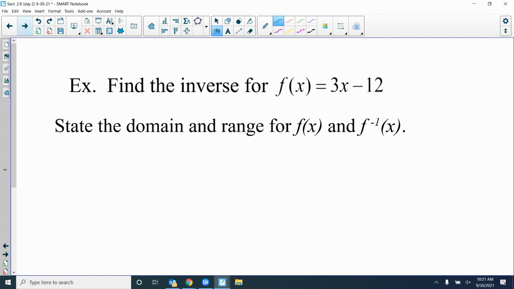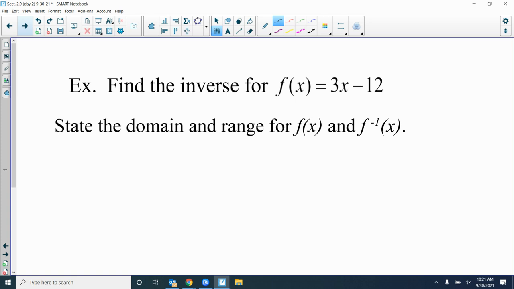Okay, so find the inverse for f of x equals 3x minus 12. And the domain is going to be important for these type of problems. Find the domain and range for both the function and the inverse. All right, so we need a function. So I'm going to do a couple things here.